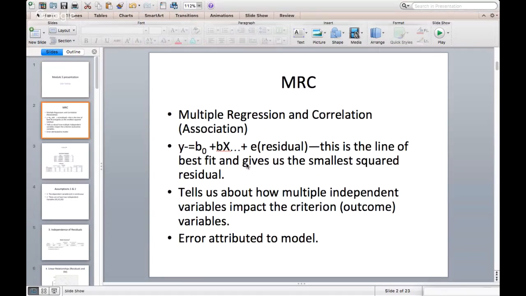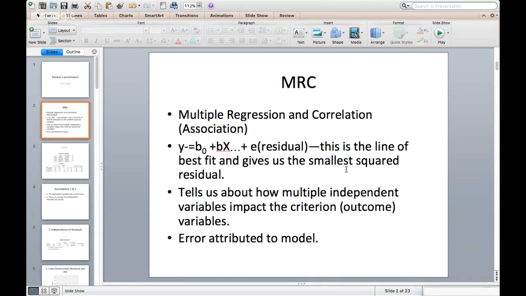First off, I use SPSS, and I admit it's pretty bad as far as the nice graphs that R produces, but it compensates by giving me some nice tables, so I'll present the same information. So MRC, multiple regression and correlation, is a measure of association. We get a nice little standard formula, y equals b naught plus bx plus e, which is the residual. So it gives us a line of best fit based on the y-intercept and whatever variables you want to add and their slopes.